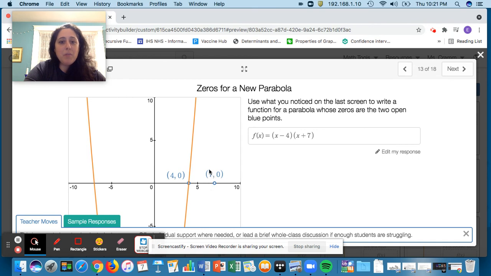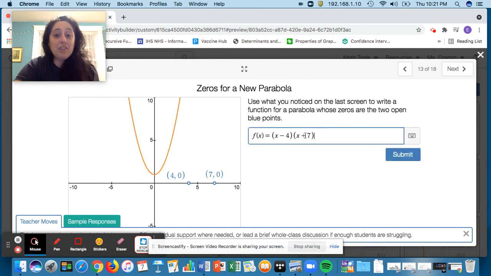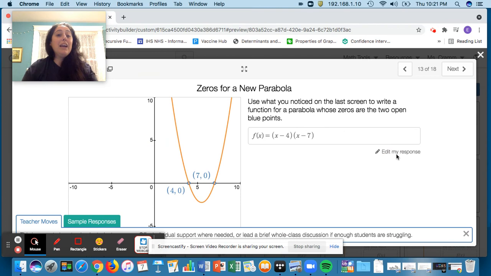Let me see. If I replace x with 7 here, 7 plus 7, oh, that's 14. Remember, I want it to be 0. So I need to actually change this to minus 7. Okay, and there we go, right? Once I made that little change, these match. Remember again, if x is 4, 4 minus 4 is 0. If x is 7, 7 minus 7 is 0.